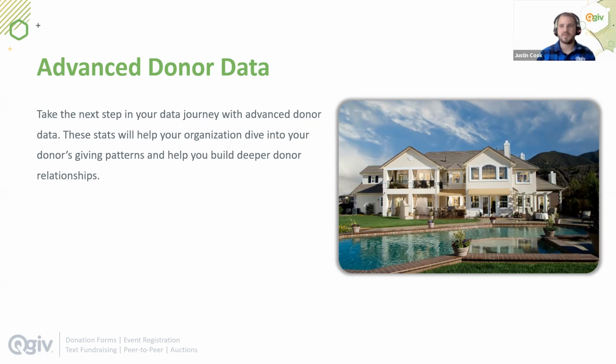And these stats will help us dive into a little bit more of our donors' giving patterns and help us build deeper donor relationships because we understand them at a deeper level. So a few of those different types of data that we can look at: at-risk or lapsed donors. So these are donors that have stopped or might stop donating or registering for your events to your organization. So a simple tip here is build reports that monitor those types of donors so that you can target them with appeals to hopefully win them back to your organization.